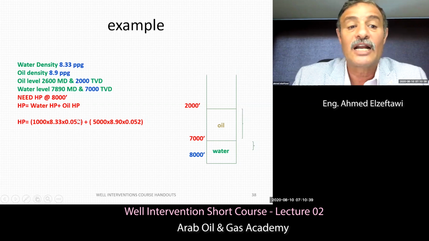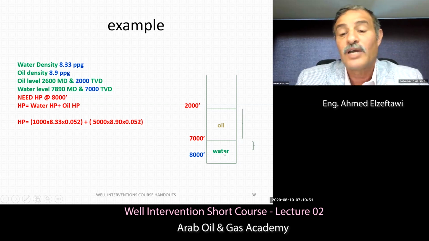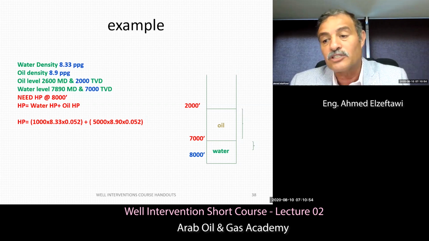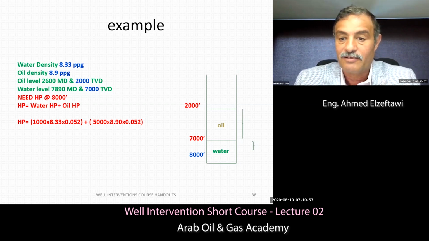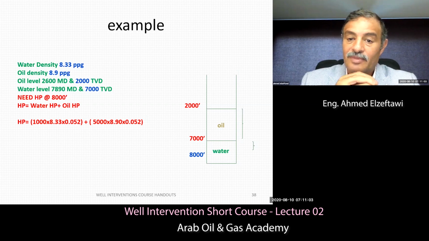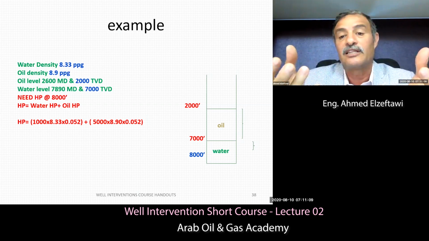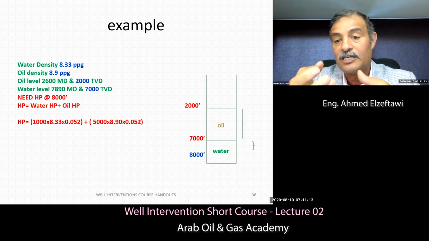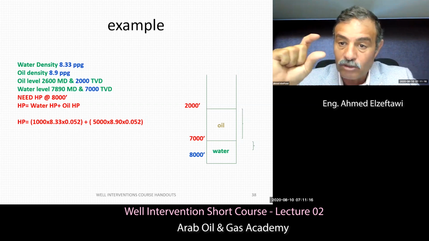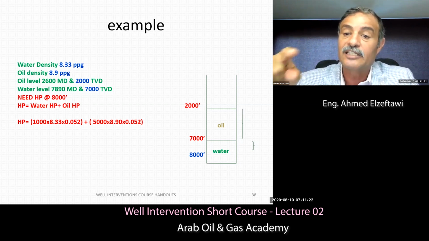Now we need to calculate the hydrostatic head pressure at 8,000 feet. 8,000 feet is somewhere here, right? So to calculate at 8,000 feet, we have to see what's on top of this point. You will see some water on top of it. Then we have the oil. So let's go calculate it. The hydrostatic head at this particular point is the hydrostatic head created by the column of water, plus the hydrostatic head created by the column of oil.